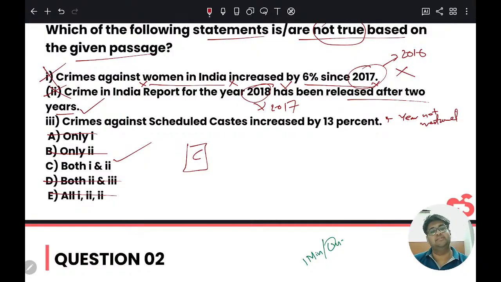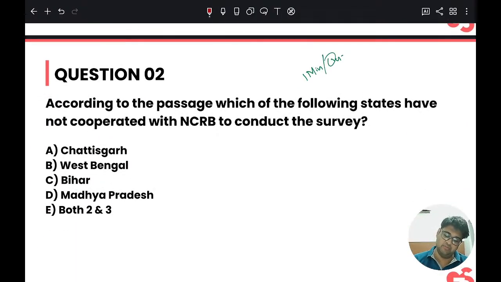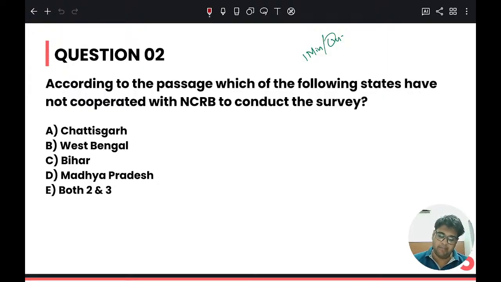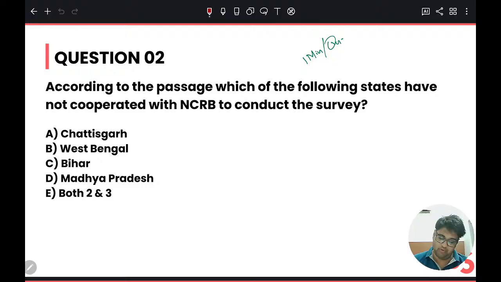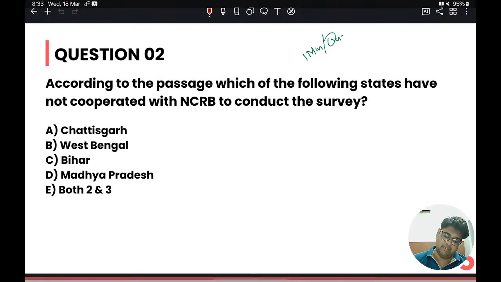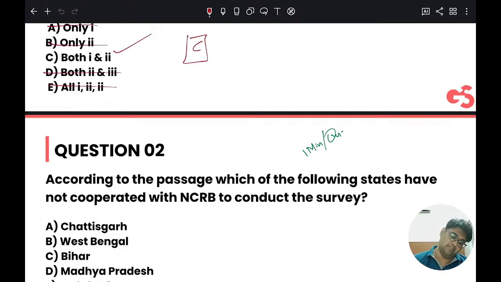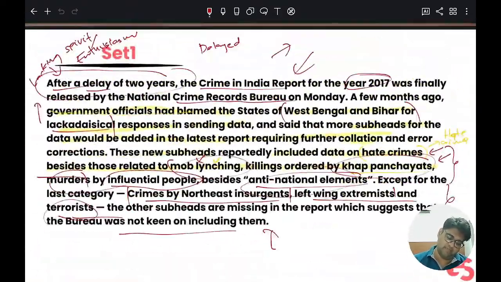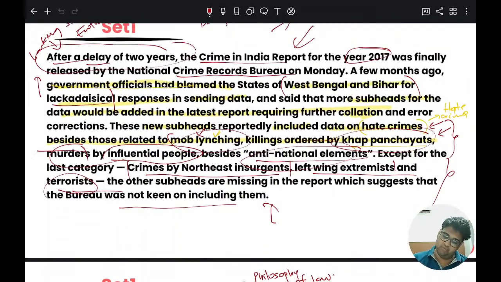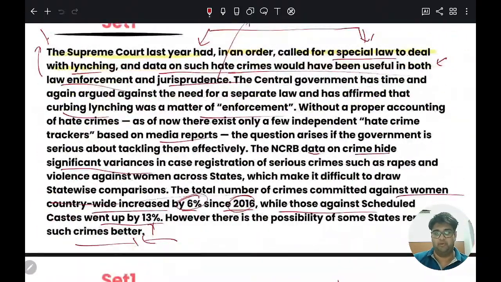See, this is how you guys get tricked. This is only a base, because for 2016 there was 2017, and for 2017 there was 2018. These could be the small things that will cost you marks, so you should always be careful. Now the second question: according to the passage, which of the following states have not cooperated with NRCB? I know definitely because this was there in the first paragraph. The states of West Bengal and Bihar were lackadaisical, lacking enthusiasm, and did not participate properly.